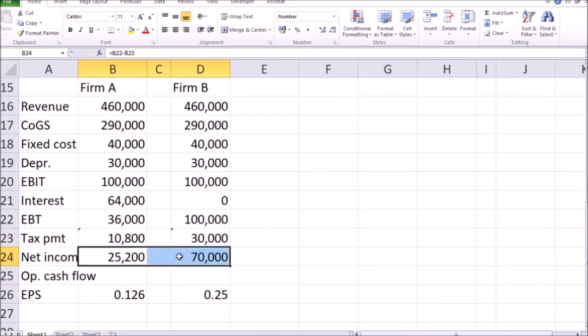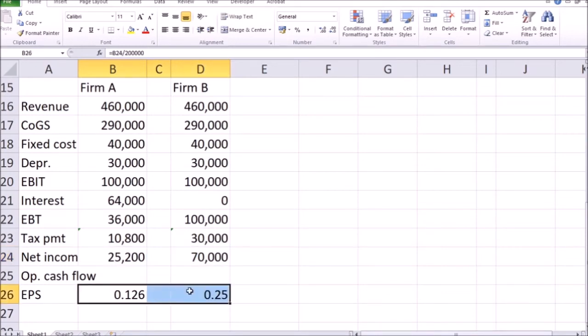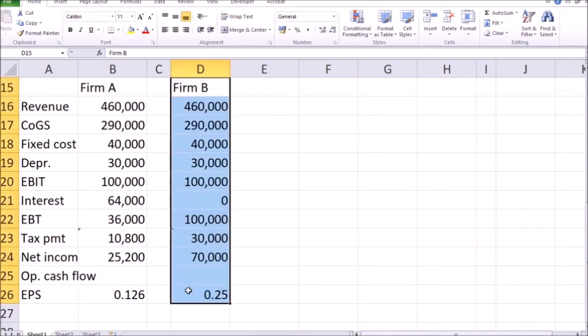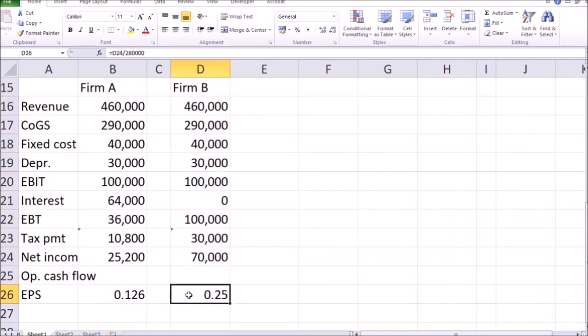Simply looking at profits, we see that the company with the debt makes much less than half of the profits of the other company. But looking at the earnings per share, that's the returns to the shareholders, we see that the earnings per share for the company with debt is actually slightly more than half of the earnings per share for the company without debt. And that is due to the fact that the company without debt would have to have a greater number of shares outstanding to achieve the same amount of total assets.